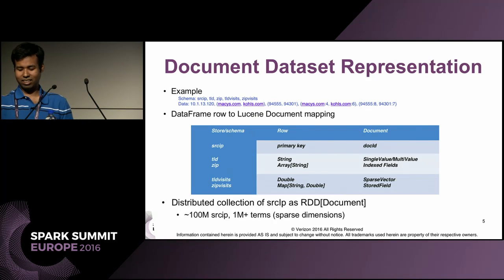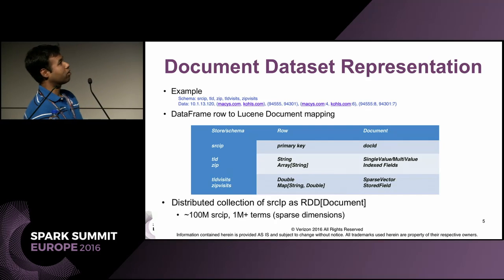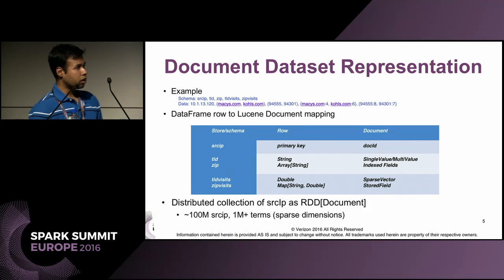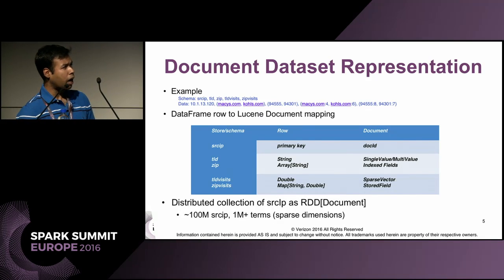Oh, nice. So if you can see, this is what I talked about: there's a TLD and zip, Macy's.com, Coast.com as top level domains, and this particular source IP visited them, and also this zip code with certain counts, right, with visits on them. So now the source IP in the data frame version becomes the primary key of the row. In the document version, this becomes a document ID.